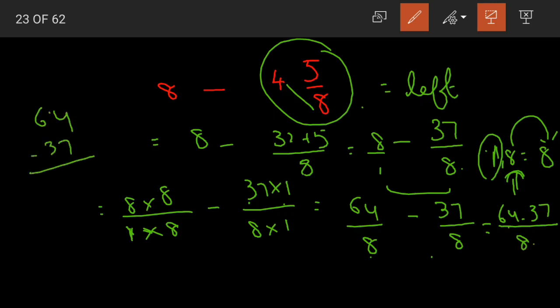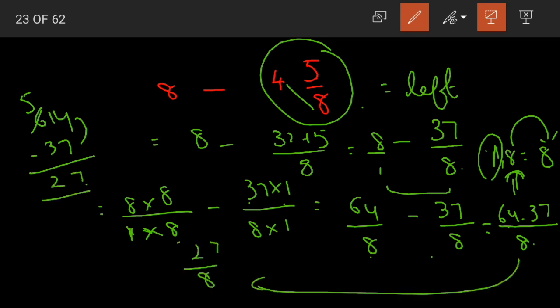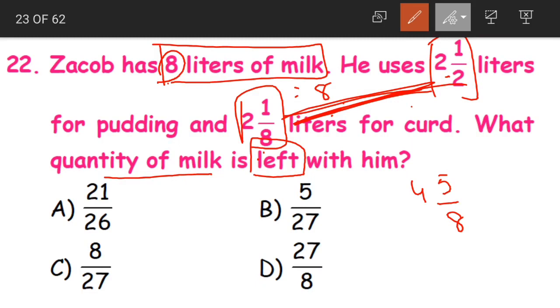64 minus 37. 4 minus 7 is not possible, so borrowing: 14 minus 7 is 7, 5 minus 3 is 2. 27 by 8. 27 by 8 liters of milk is left with him. That is our option D.